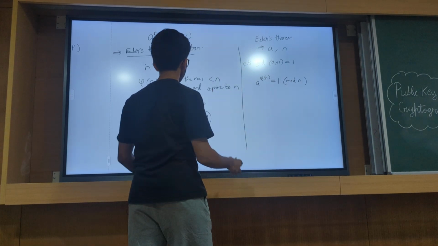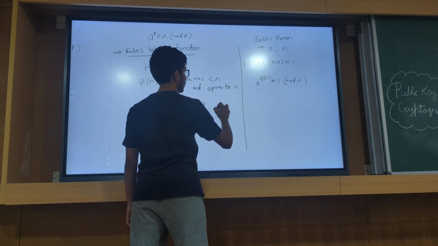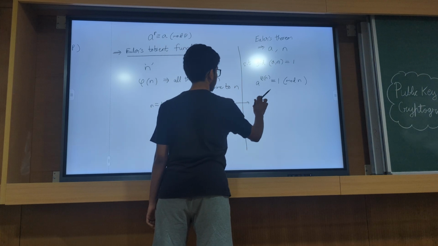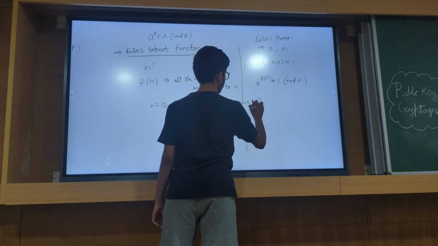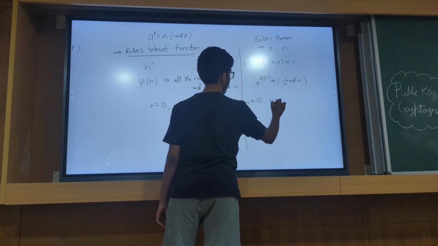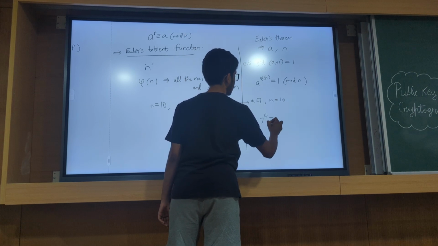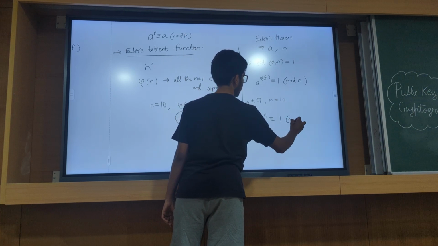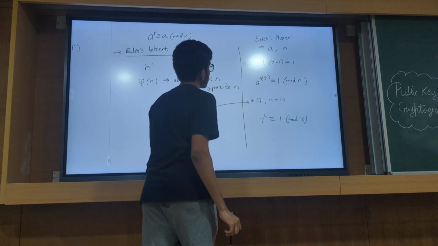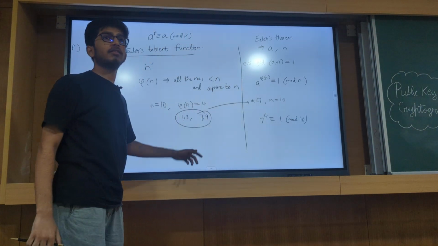So for example, you take a equals 7, n equals 10, then 7 to the power 4, phi of 10 is 4, is congruent to 1 mod 10. So we'll discuss the proof of this at the end if we have time.